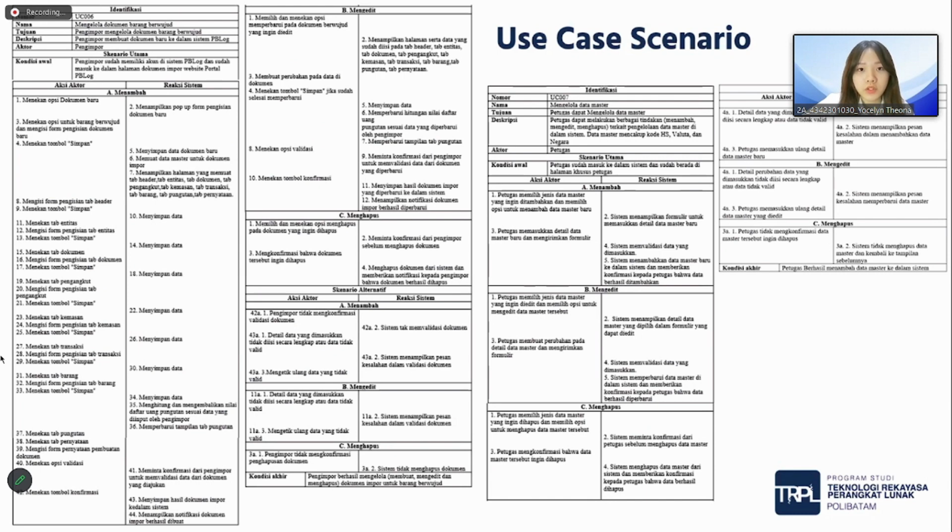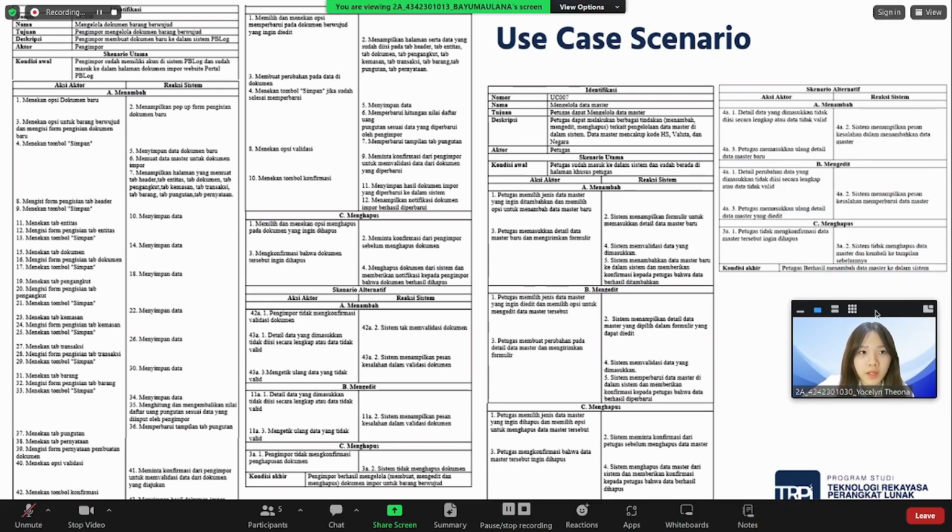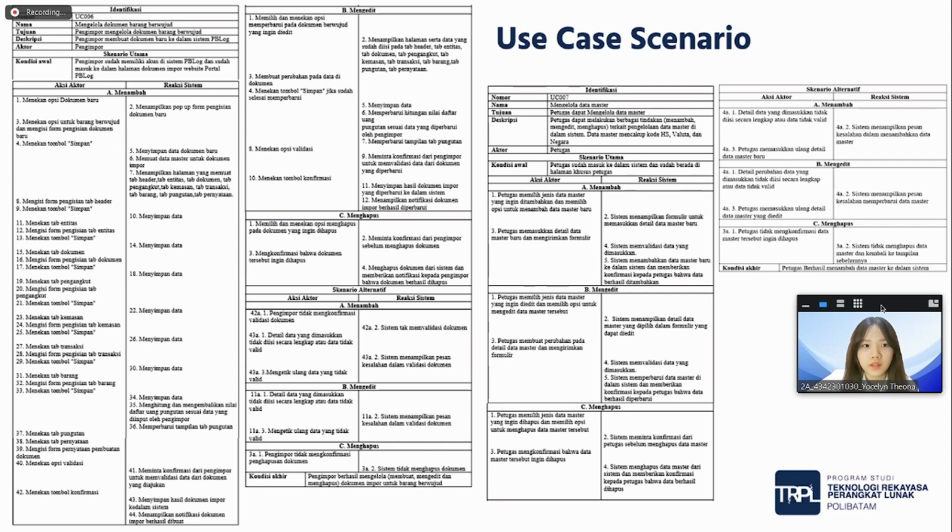Next, I will explain about the use case scenario. Here you can see there are 2 use case scenarios, but it's too long, so it's too much. The use case scenario is a description of how a system or product is used in a particular situation to achieve a specific goal. It outlines the interaction between users or actors and the system to accomplish a particular task or objective. Use case scenarios are often used to define requirements and to define design, testing, and documentation.